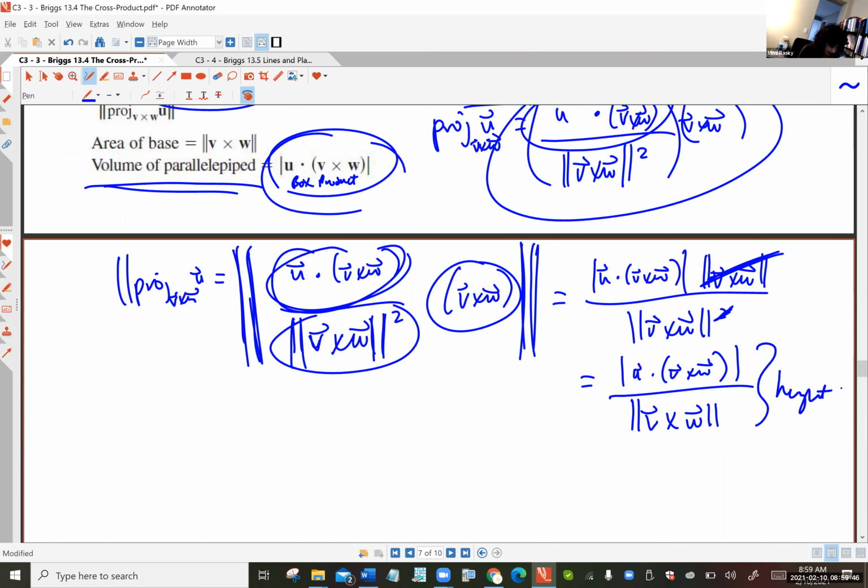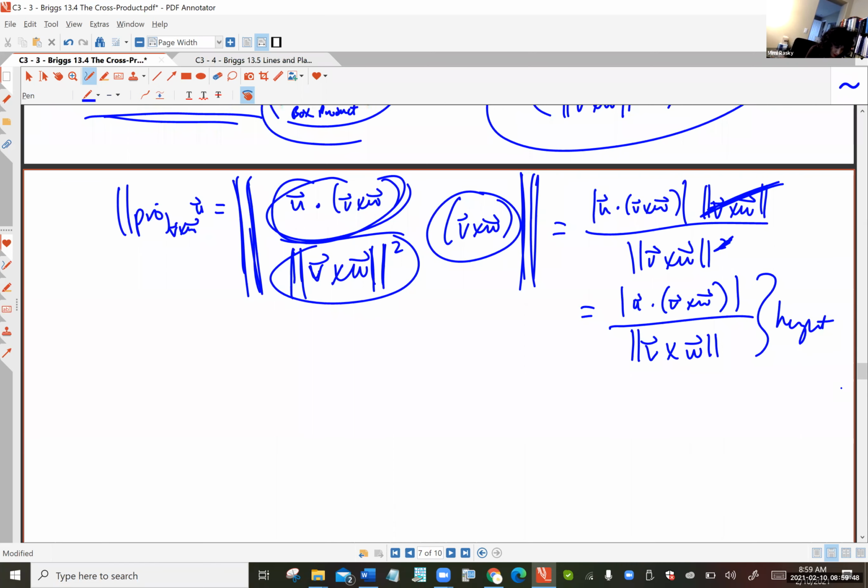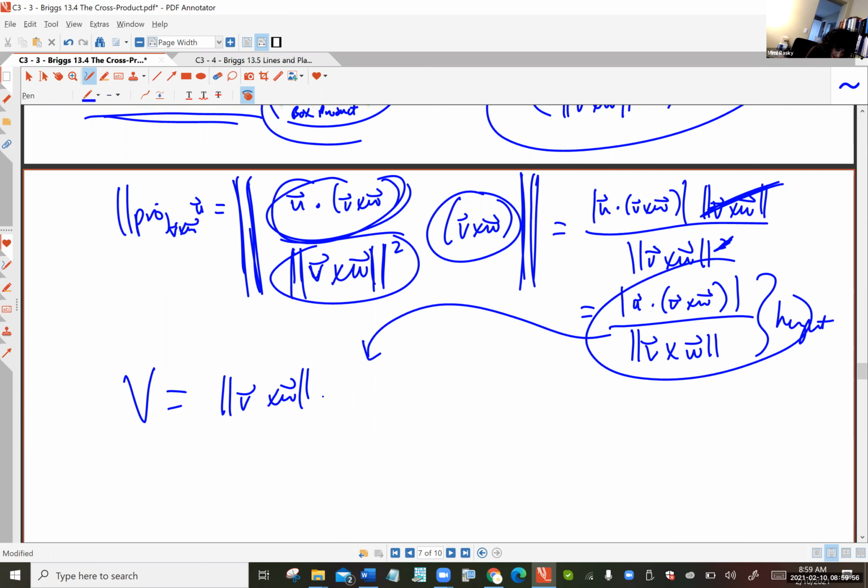So finally now, I'm going to finish this up. My volume is going to be the area of the base, which was the area of a parallelogram, times the height. So I'm just going to substitute here.